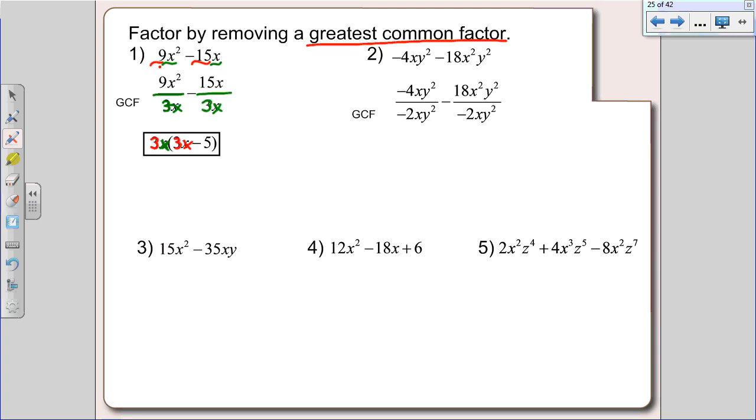Negative 15x. So negative 15 divided by 3 would leave me with negative 5. X divided by x would leave me with no x's. So that's where that negative 5 came from. And notice that it's in brackets. And what you have is your GCF times whatever's left when you divide your GCF out of your original question. This is called removing a GCF.